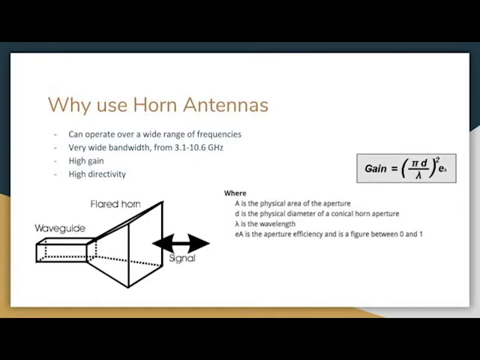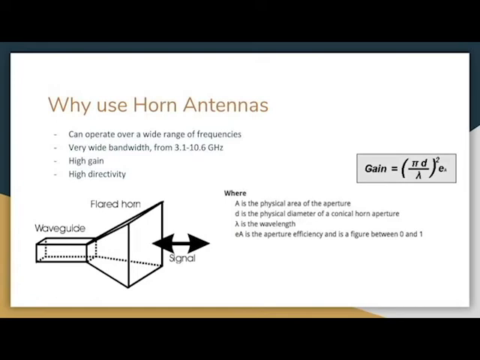Hi, my name is Yusuf, and I'm going to talk about the pros of horn antennas and its applications. So here are some reasons why horn antennas are very useful to the environment. One reason is that it can operate over a huge range of frequencies, ranging from 3.1 to 10.6 GHz.